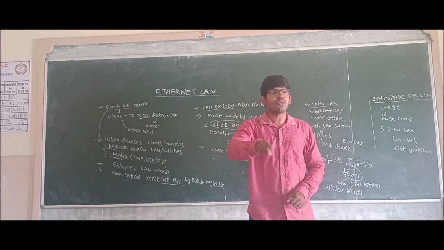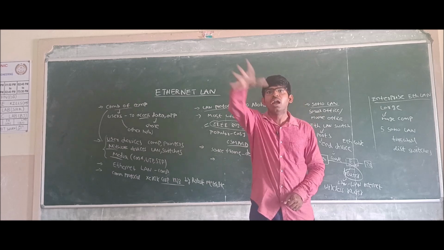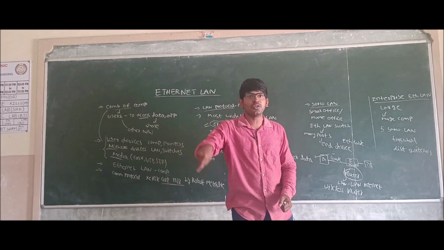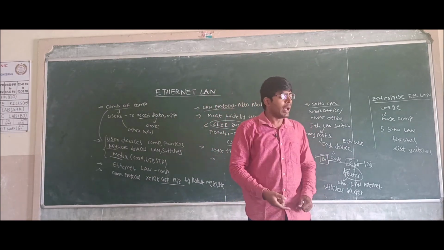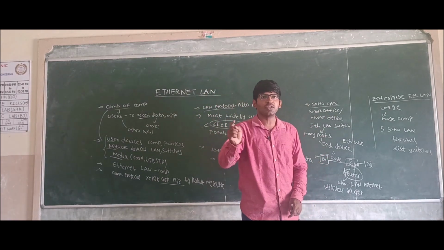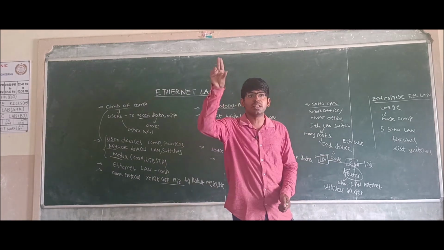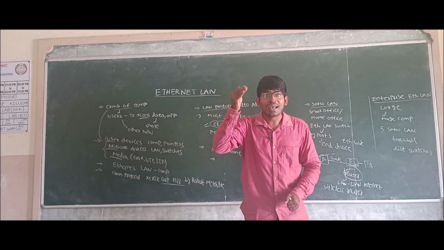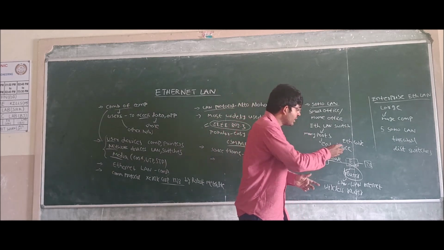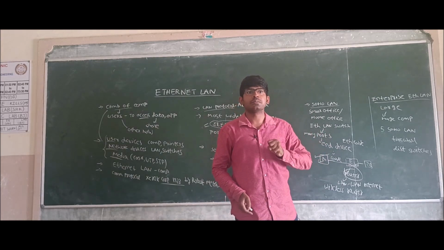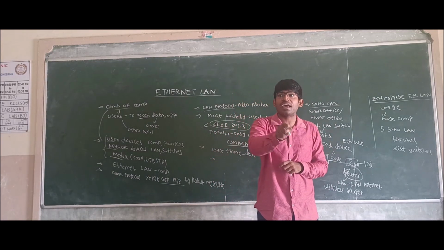But I want my device to communicate with all devices in the world. I want my device to communicate with the device of Google, with the server of Yahoo, and with the server of YouTube. Then your Ethernet switch should be connected to the router for internet access.